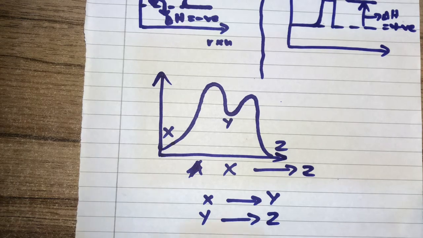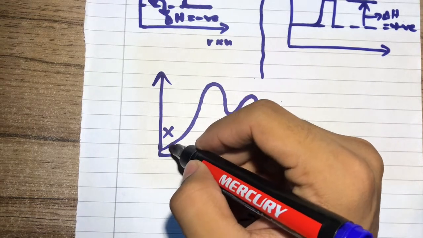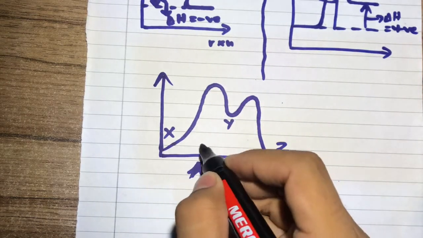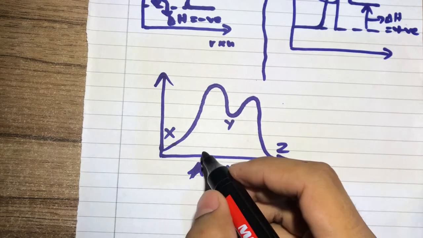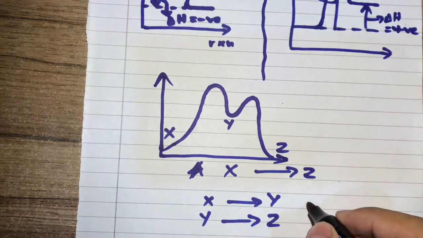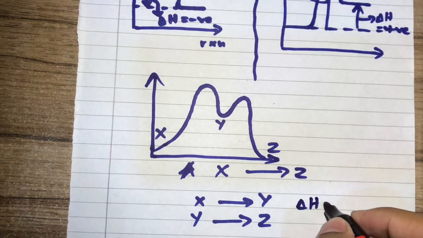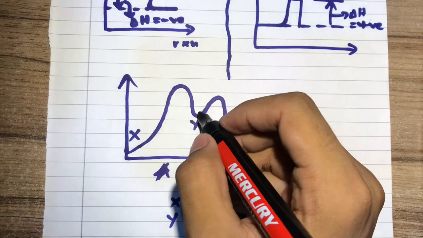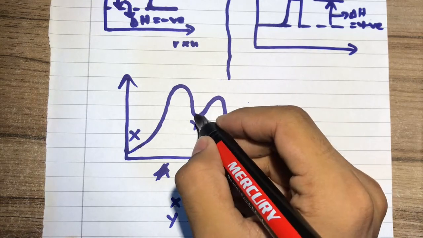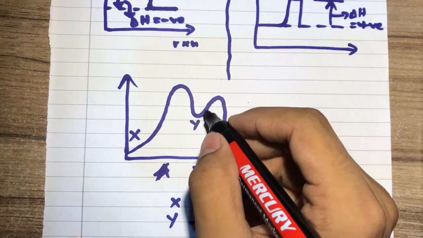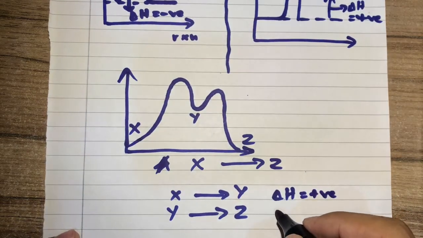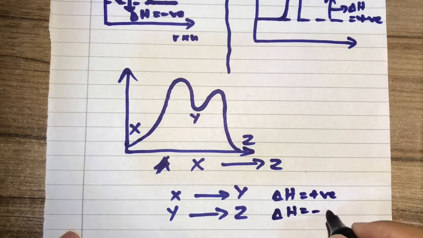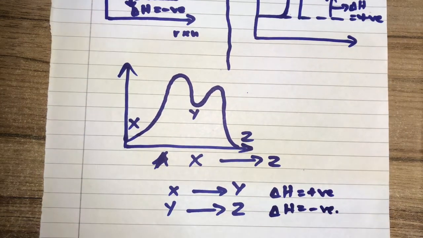Now over here, as you can see, the delta H of the first hump will be positive. So that means that the first reaction is endothermic, that is positive delta H. And for the second reaction from Y to Z, the delta H is going downwards, that is, it's negative. So for the second reaction, delta H is negative. So questions can come on this as well.